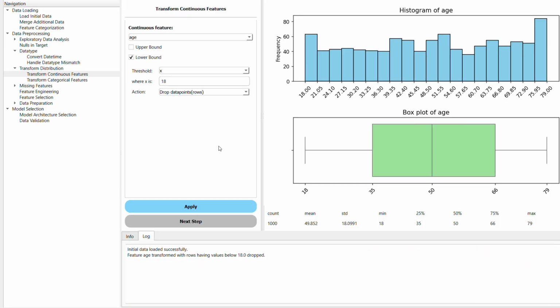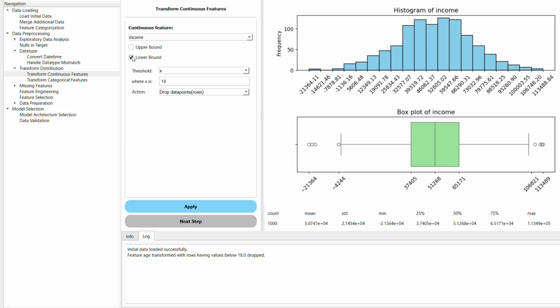Now second is the income column, right? Going towards the income column, what we can see here is that the distribution is close to normal with some significant outliers on the left and a few outliers on the right. Now here what we can do is, first we know negative income is not a correct value. So I can create a lower bound here also as 0 and either drop the data points or clamp at threshold. Here let us just drop the data points. We can also replace with null.